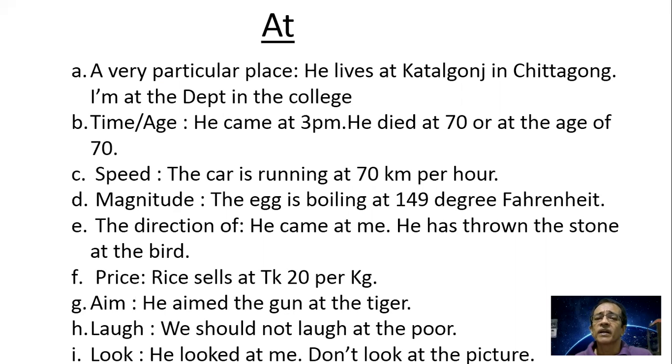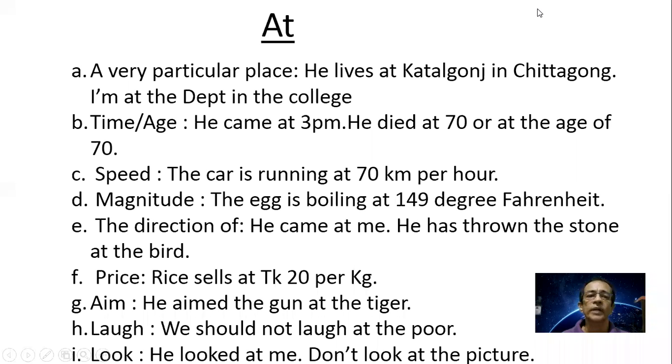He lives at Chittagong, in Chittagong. Chittagong is a very particular place, in Chittagong city. Then, I am at the department in the college. Department is a very particular place in the college. Then, my dear students, time or age. At is used in time or age. He came at 3 p.m. He died at 70, or at the age of 70.